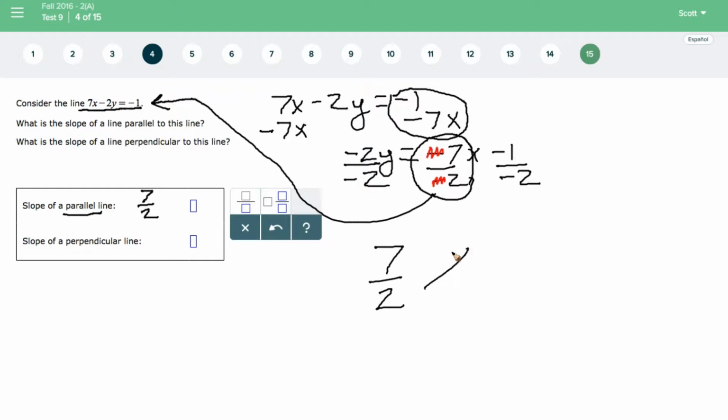And perpendicular, we're going to flip it upside down. We get 2 on top, 7 on bottom. This one's a positive, so we'll make this one a negative, and that becomes negative 2 over 7. I got to look at the right one. Flips upside down and turns into a negative.